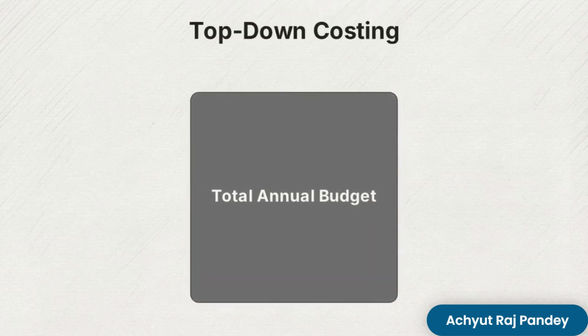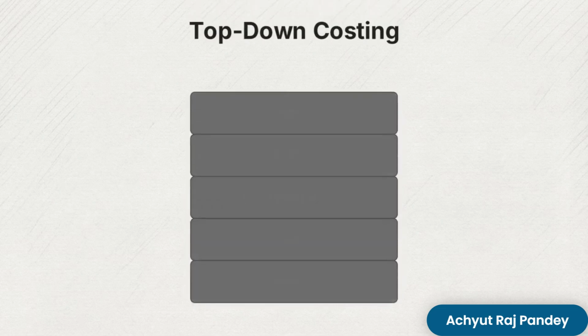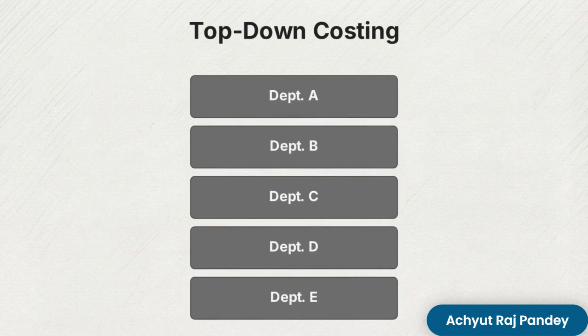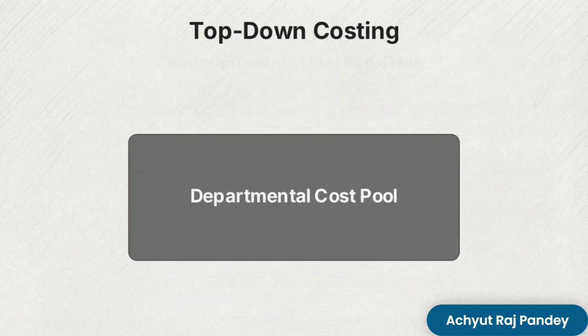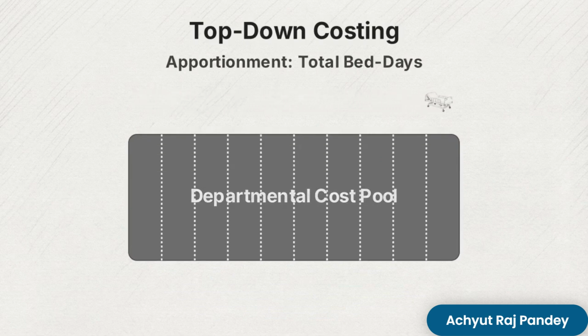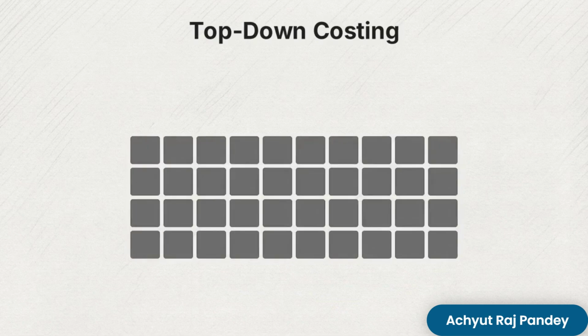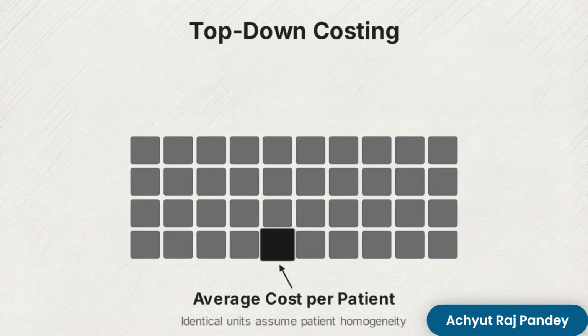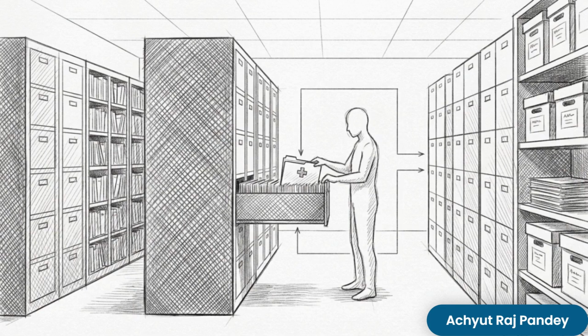The first engine is the top-down, or gross costing approach. It begins with the facility's total annual budget and slices downward, dividing total expenditures by the volume of services provided. It utilizes apportionment statistics, like total annual bed days, to step total expenditures down to the department level and then to an average cost per patient. The primary advantage here is feasibility. It pulls from existing administrative databases and hospital ledgers, which are usually readily available.